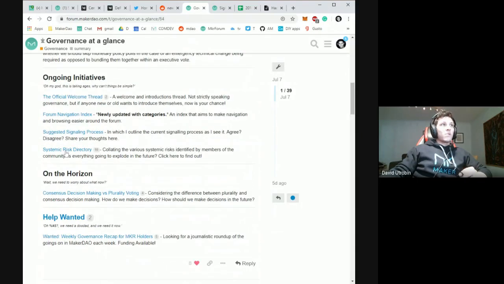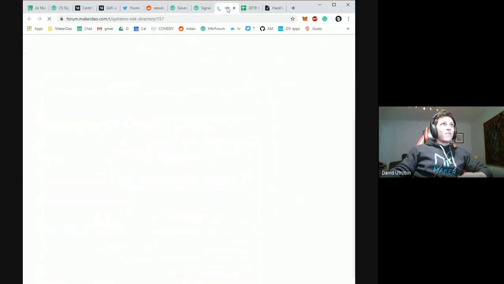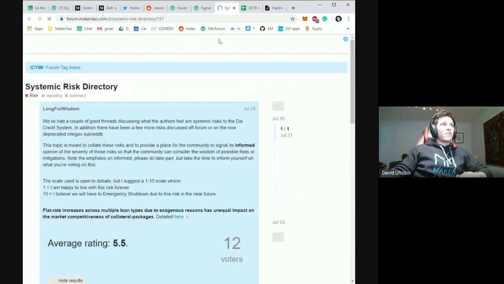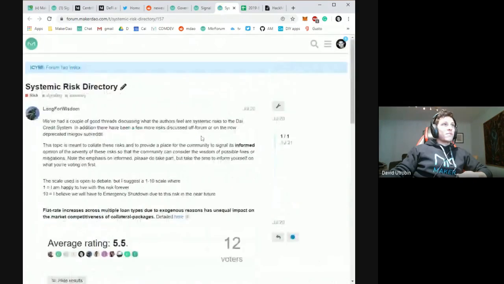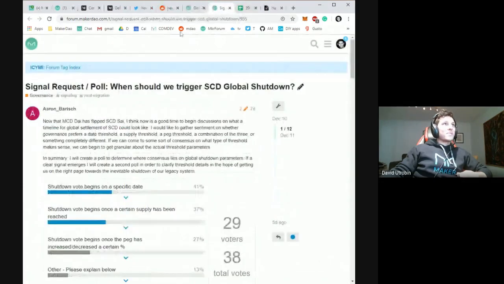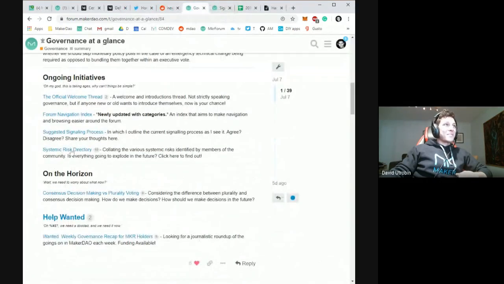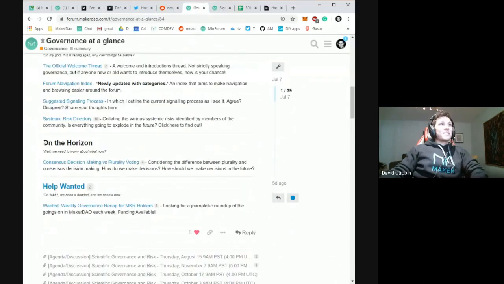There's also a systemic risk directory, which is collating the various systemic risks identified by members of the community. Is everything going to explode in the future? Click here to find out. So these are a collection of threads that go through different risks. Oh no, it's not a collection of threads. I should probably read up on this to know exactly what that is, because I'm a little confused about it. And then just some stuff on the horizon, more longer term conversations that are going on.